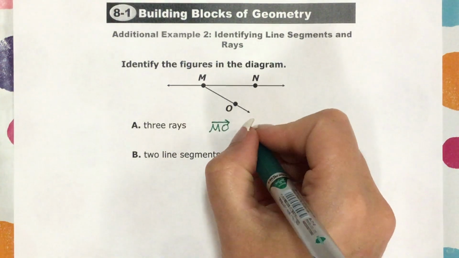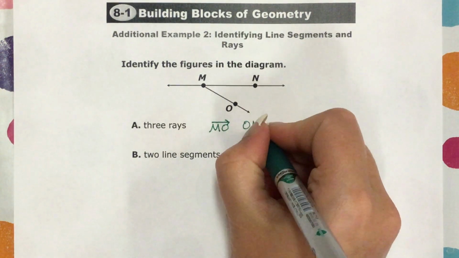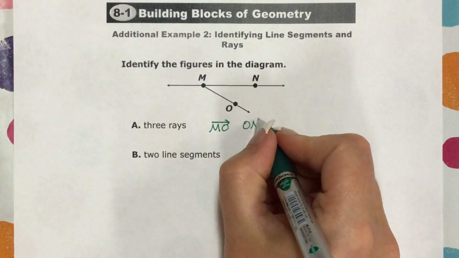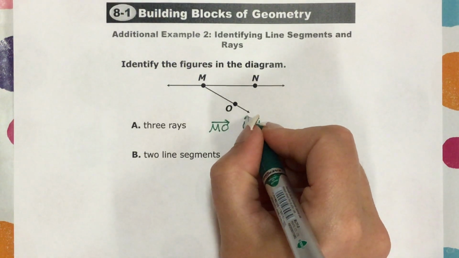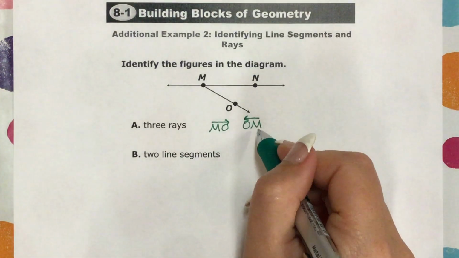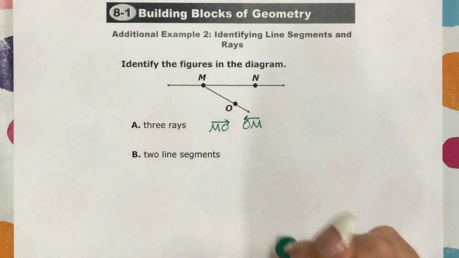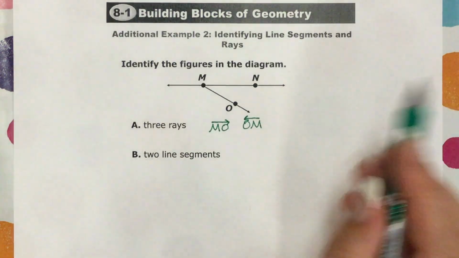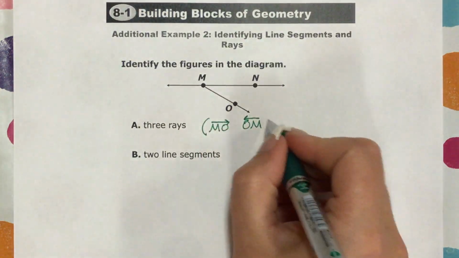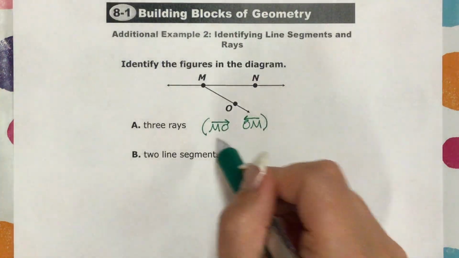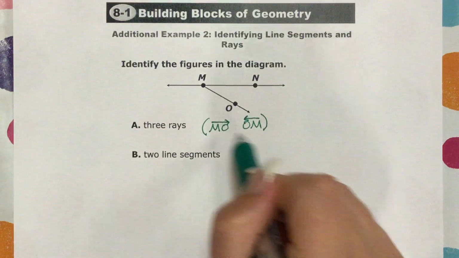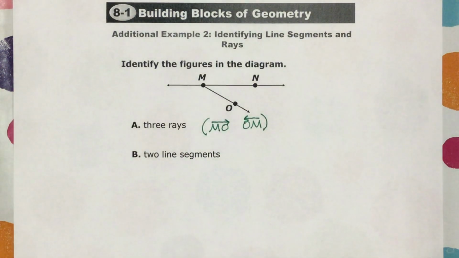We could write it the other way, which would be OM, but the endpoint would still have to line up with the M, which tells us just by looking at the symbol that M is the endpoint, okay? So that's basically one example, two different ways to write the same thing. So that counts as one. Let's go ahead and write the symbol for another ray.